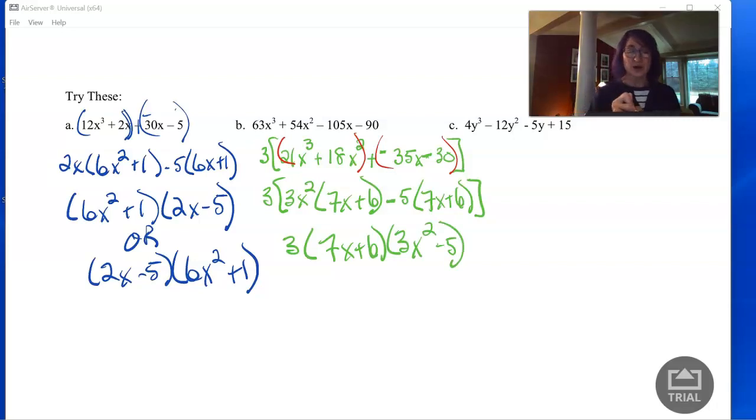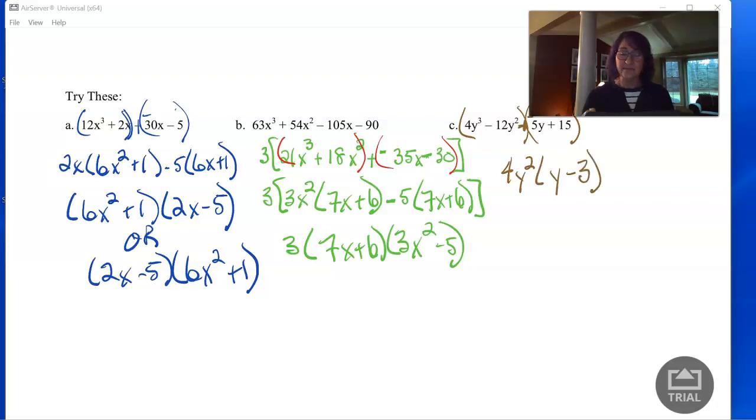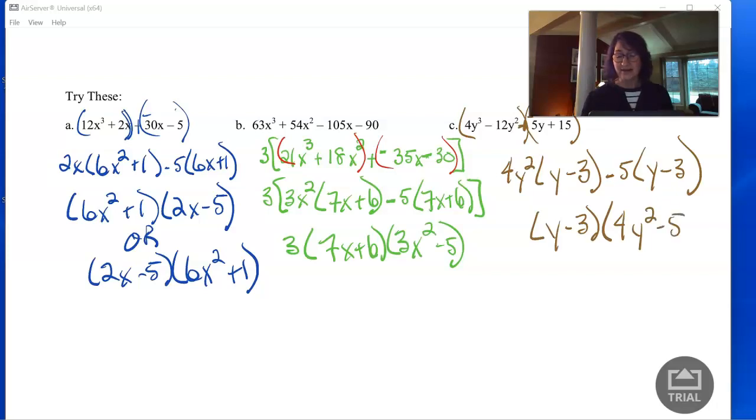Now for the last one, again, change that subtraction to addition, put the negative with that third term. You can take out a 4y squared, so then you're left with y minus 3. Out of the next one, you take out a negative 5. You've got y minus 3. So your final factored form, y minus 3 times 4y squared minus 5.